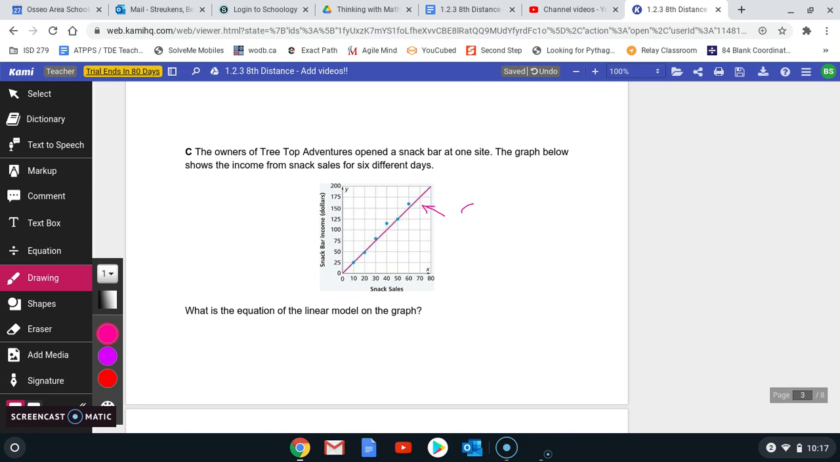Remember to find the slope and the y-intercept. What is that slope and the y-intercept for that line?